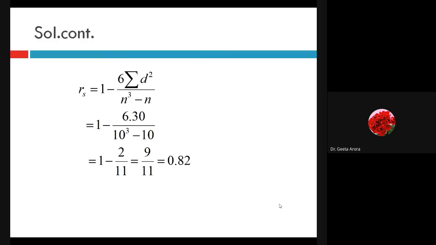Again, we have to put it in the formula: 1 minus 6 sigma d square over n into n square minus 1, or some students write it down as n cube minus n, because it is the same thing, n into n square minus 1. So if we simplify it, it is 6 into 30. It's not 6.30, it's just a typing mistake, because we have this in our notebook as 6 into 30. Okay? So summation d square is 30. Put these values in the formula and hence calculate Rs, the Spearman rank correlation, which is coming as 0.82.